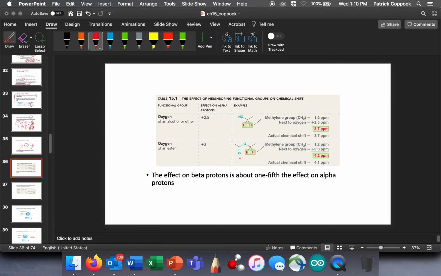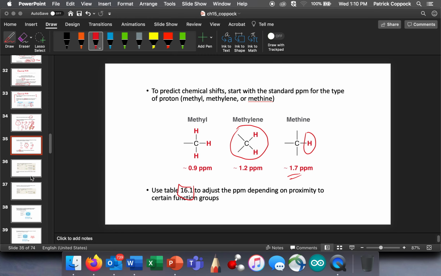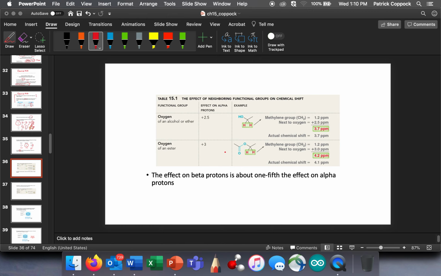Okay, so let's look at table 15.1, and that previous slide said 16.1. So if an oxygen is next to these 2 hydrogens, they're going to be shifted down a good bit, right? 3.7. And if you see an acetyl group next to a methylene group, it can be shifted down even further, right? You see the acetyl group here? It's shifted down even further.